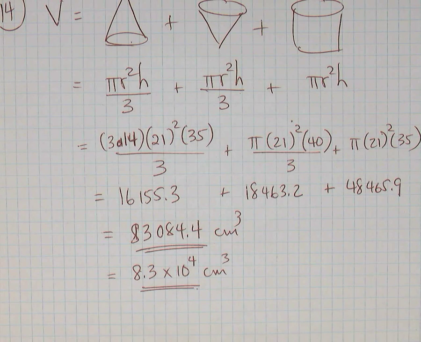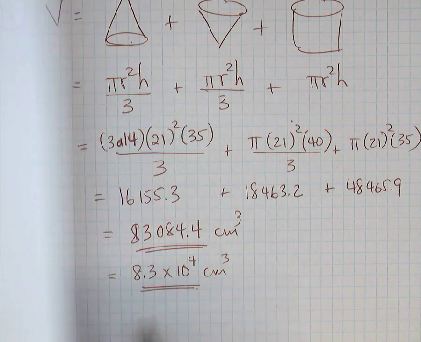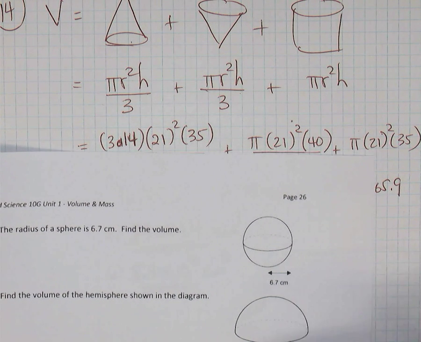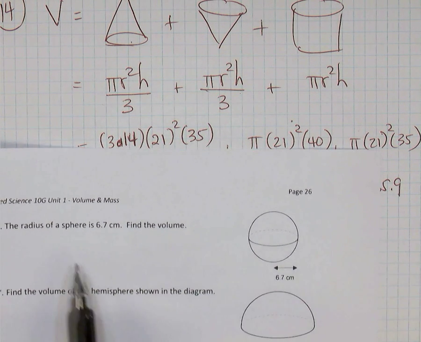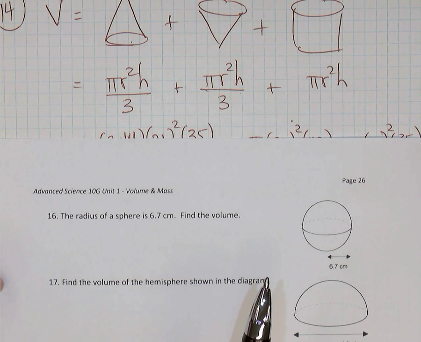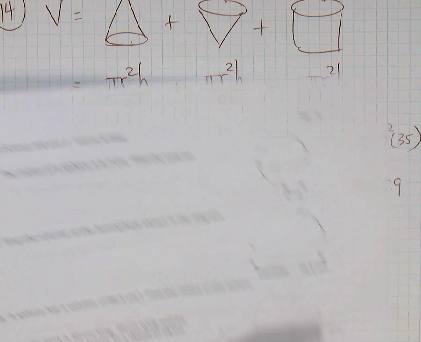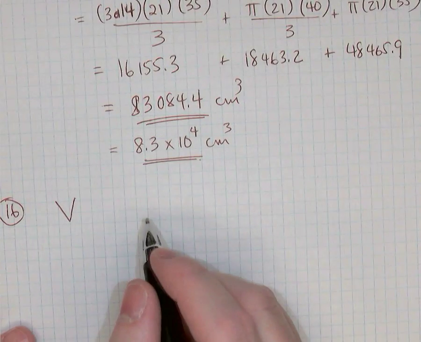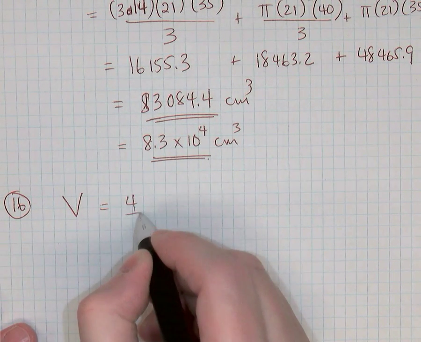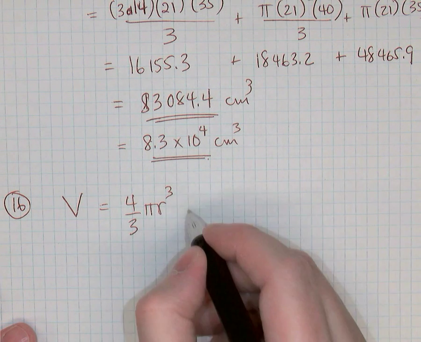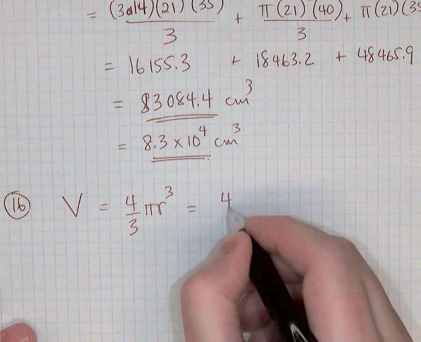There's a few other questions on here. Well, you know what, maybe I'll do one more. There's a sphere, which we haven't seen yet. We're told the radius of a sphere is 6.7 centimeters. What's the volume of the sphere? So let's try that one. This is question number 16. So the volume for a sphere, our formula was 4/3 pi r cubed. So this should be straightforward.